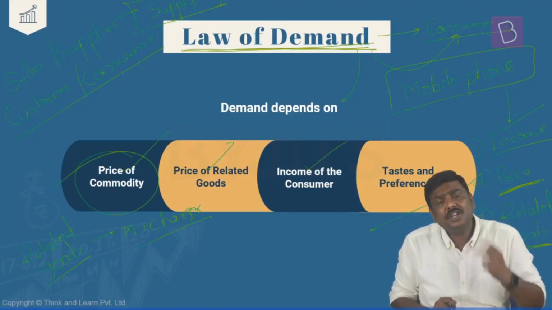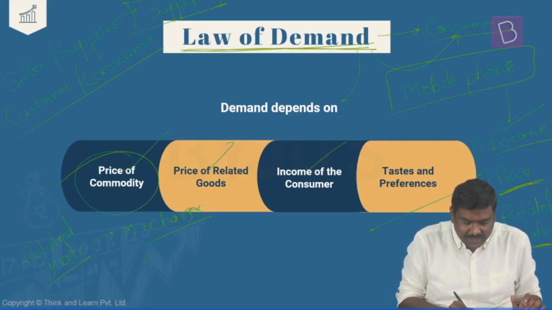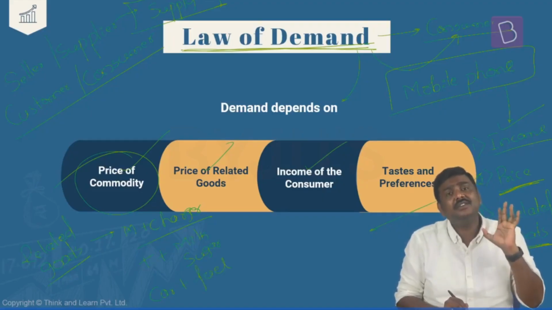Mobile phone and charger. Don't you think these are related goods? Definitely yes. Tea and milk, or let's say tea and sugar, both are related? Yes. Car and fuel, both are related? Yes, definitely yes. Right?